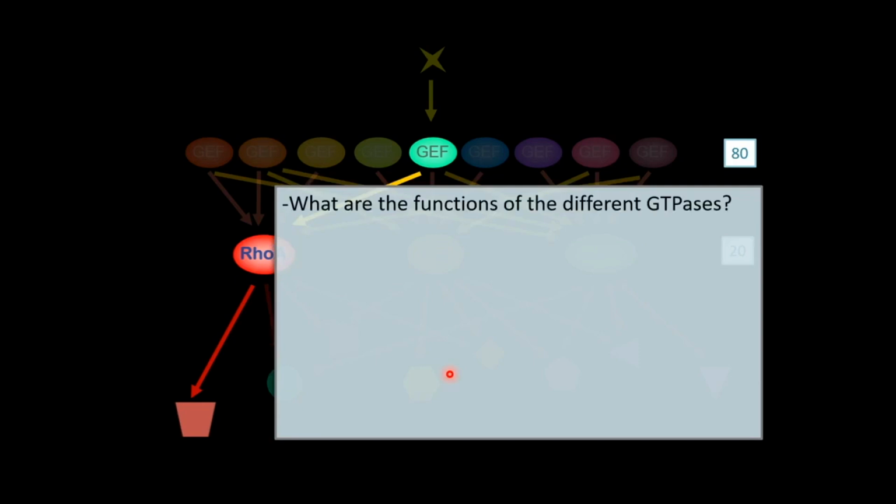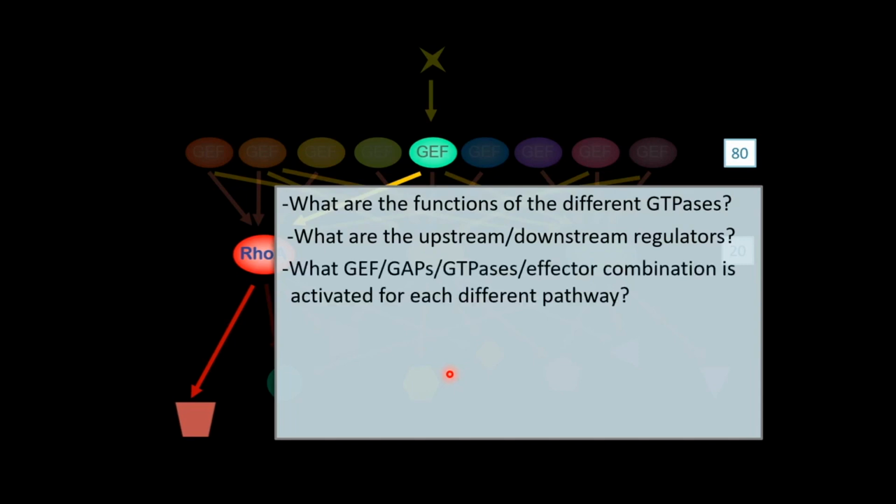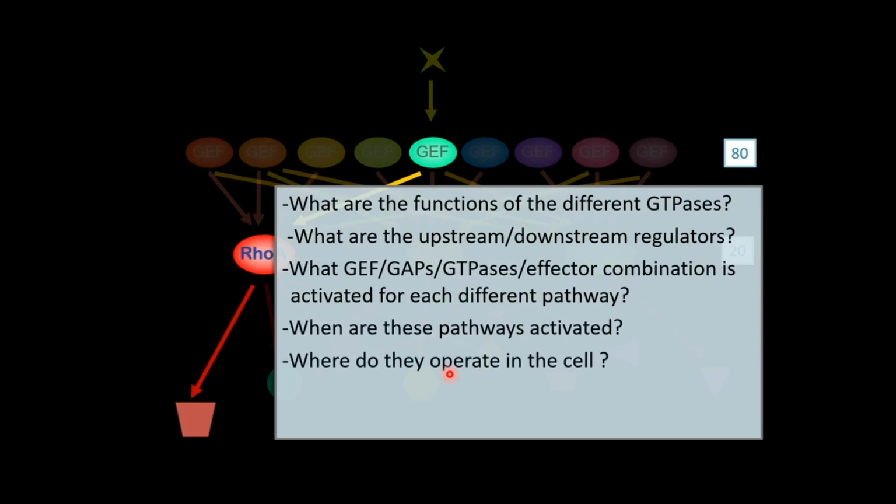For example, what are the functions of these different Rho GTPases, these 20 genes in the cell? What are the upstream and the downstream regulators? What GEFs and GAPs and GTPase and effector combination is activated for each of the different pathways? And then when are these pathways activated and where do they operate in the cell? And of course, what are the molecular mechanisms controlling its function?